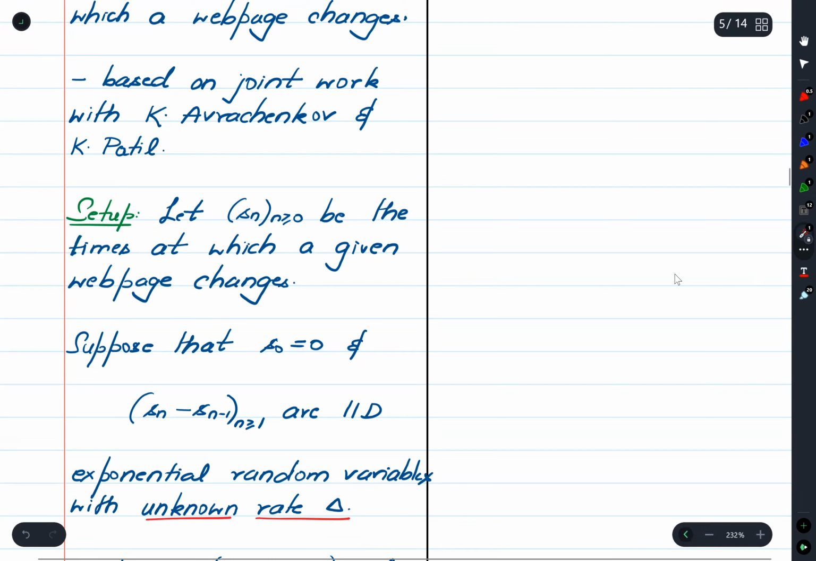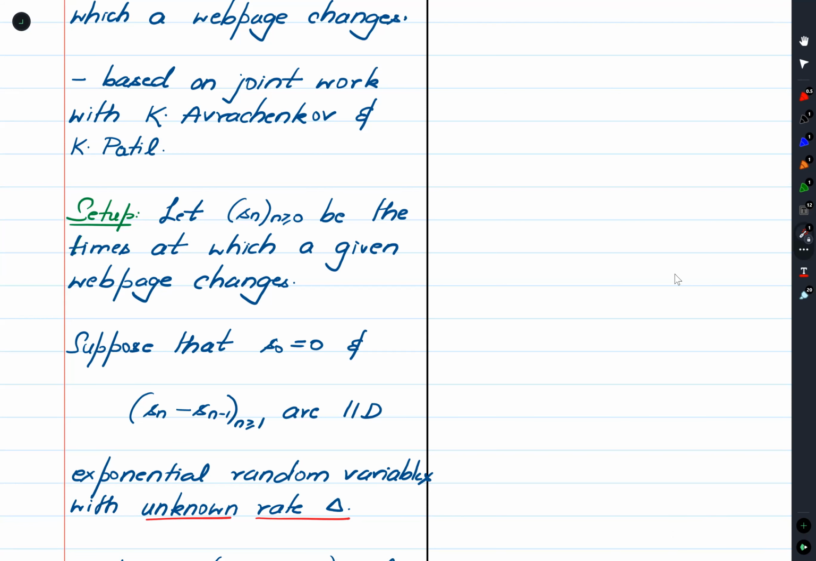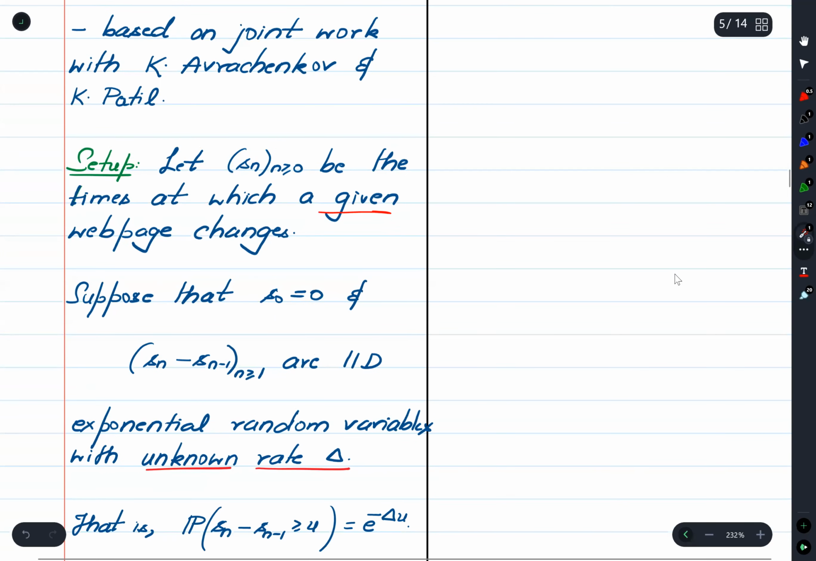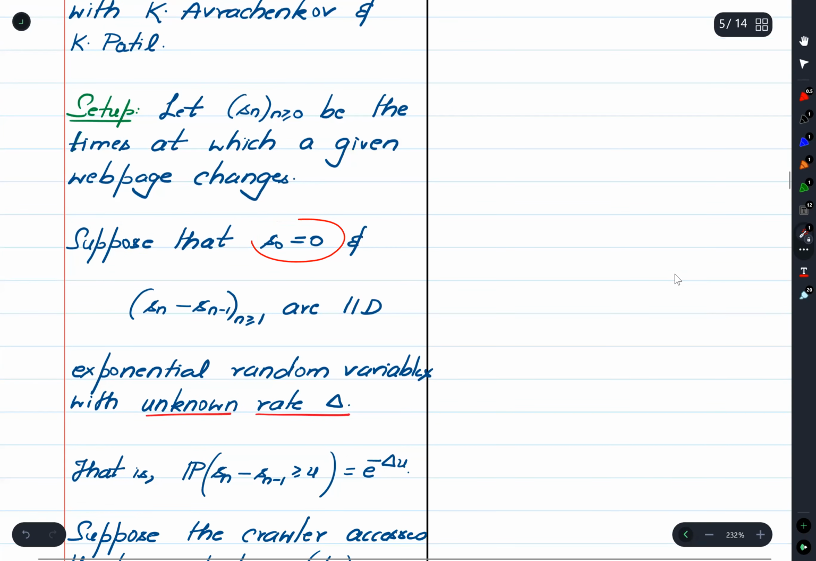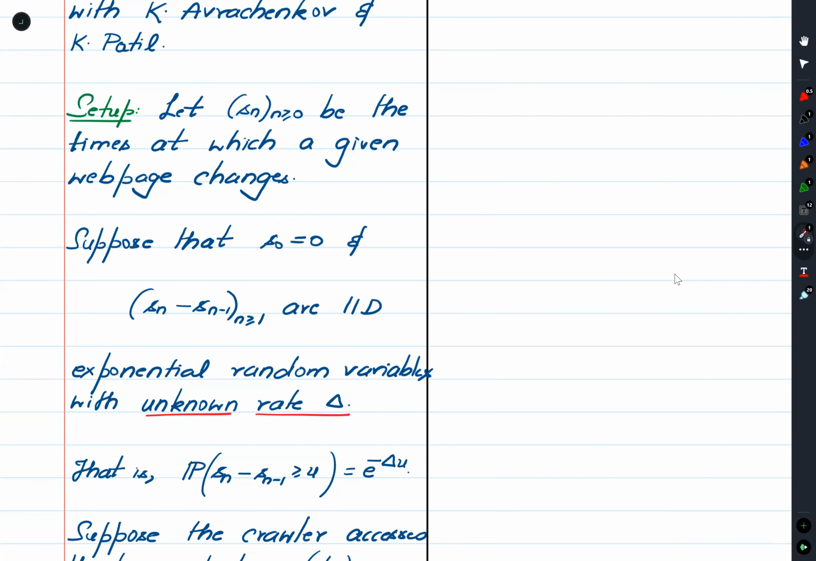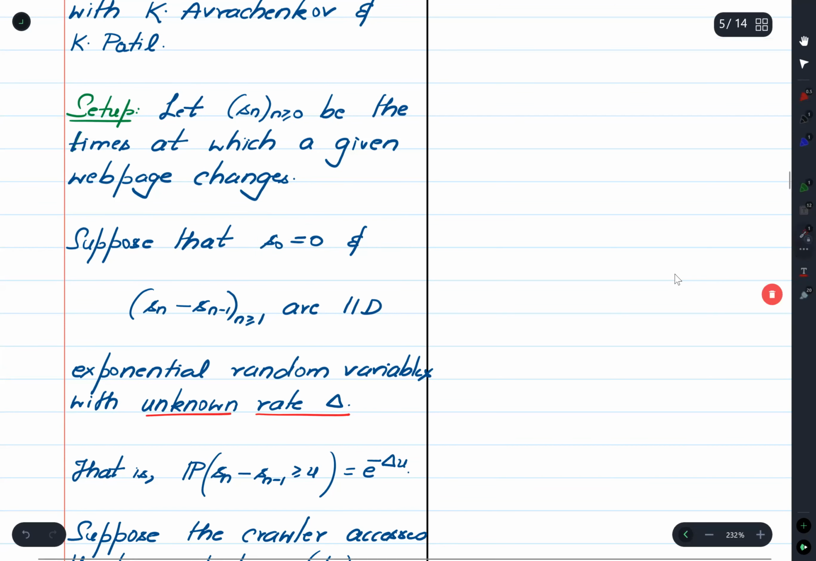We have one web page, so we don't have to worry about multiple web pages. What we have to work with in this discussion is just one page, and the goal is to figure out the rate at which this given web page changes. We will presume that this web page changes at times denoted by S_n, and that S_0 is 0, that is, at time 0 it changes. Thereafter it changes at S_1, S_2, and so on.